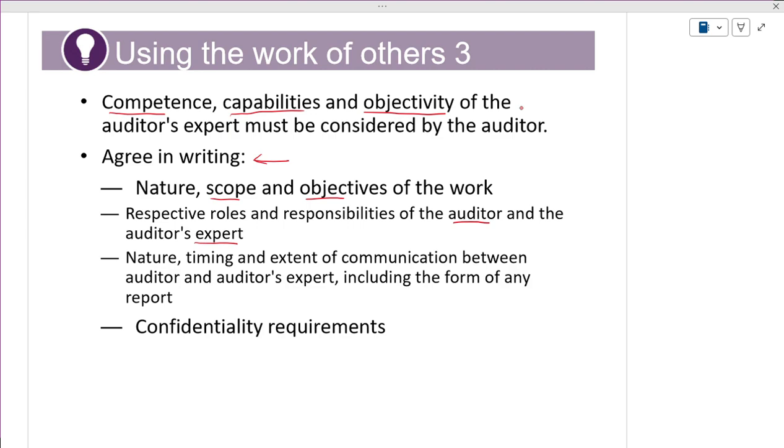This much only we have to write. I will explain, but the explanation is only for our understanding. What are the responsibilities of the auditor and the responsibilities of the expert? The responsibility of the auditor is to provide all the final information. The responsibility of the expert is to provide an unbiased opinion.